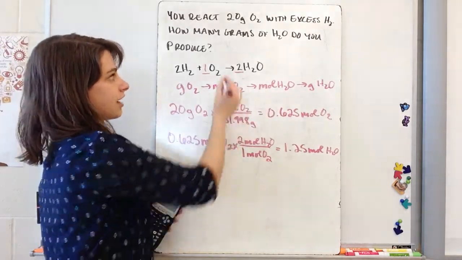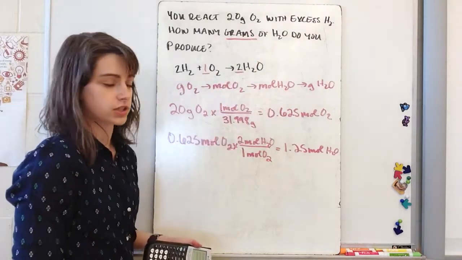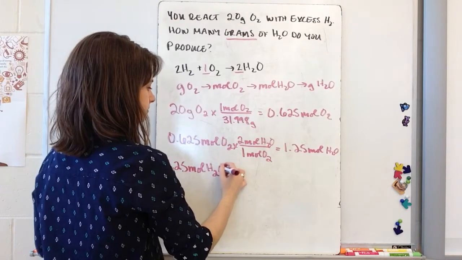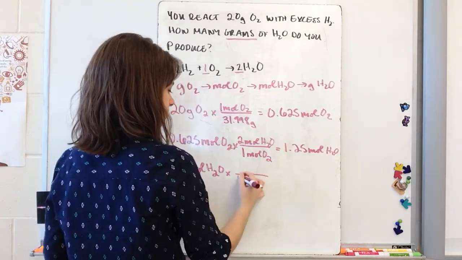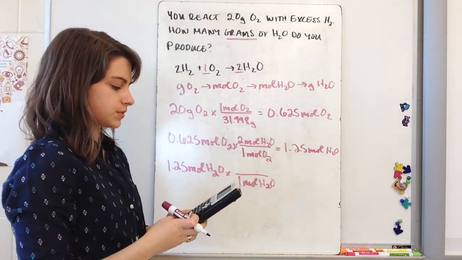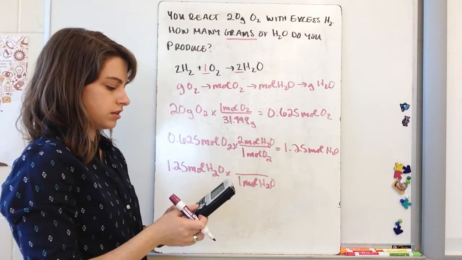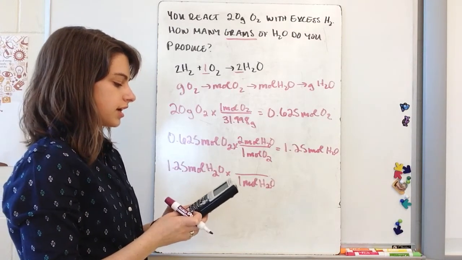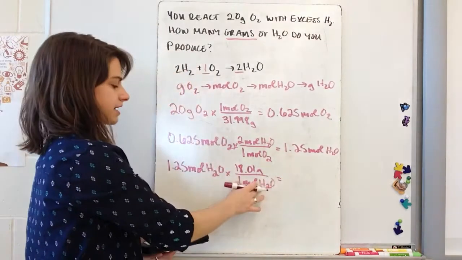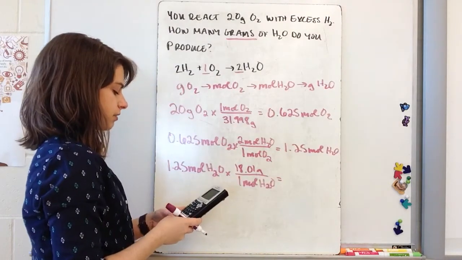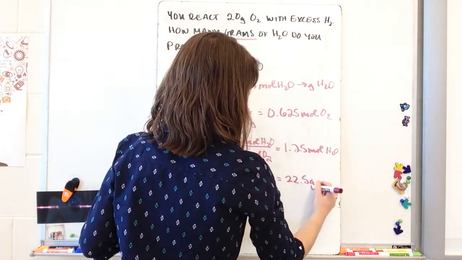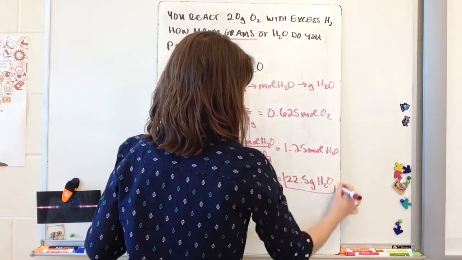And now I just need to finish it out and go from moles of water to grams, because that's what my question asked me for. So if I have 1.25 moles of water, I'm going to multiply by the molar mass. The molar mass of water is 2 times 1.0079 plus 15.999. I get 18.01 grams. So that's the mass of 2 hydrogens and an oxygen. So if I do 1.25 times 18.01, I get 22.5 grams of water as my answer.